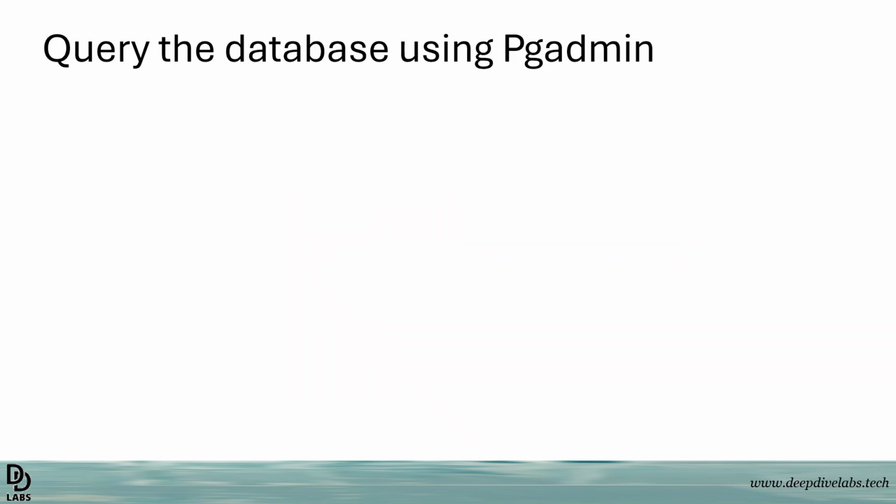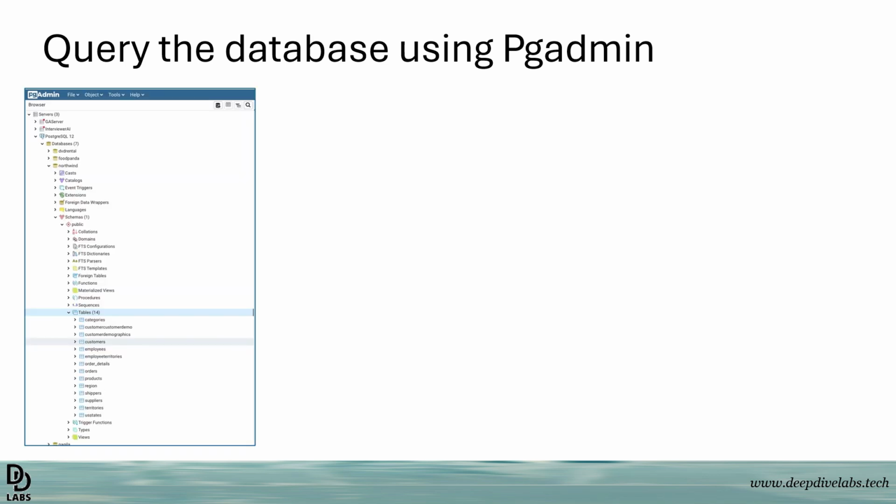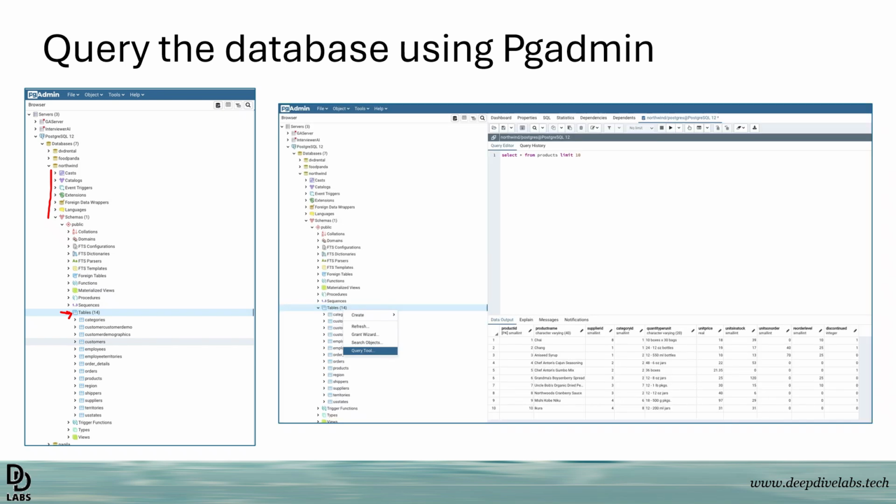Once you have loaded the schema and the data into your Northwind database, you are ready to query the database on your pgAdmin platform. So how do you do that? You open your pgAdmin, then expand Northwind by clicking on the plus symbol, and then expand schema and expand tables. You should see all the tables as part of your Northwind database. Right click on the table and select query tool. That will open up this window for you to write your queries in.